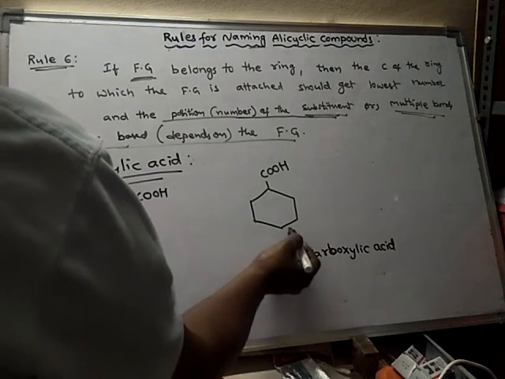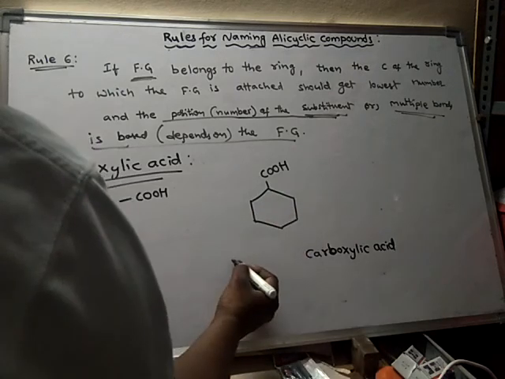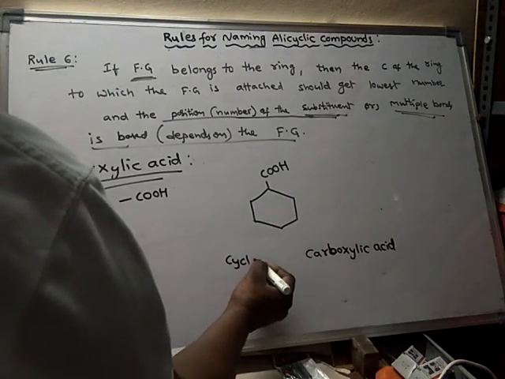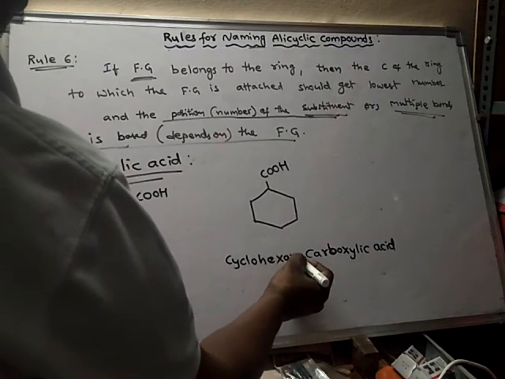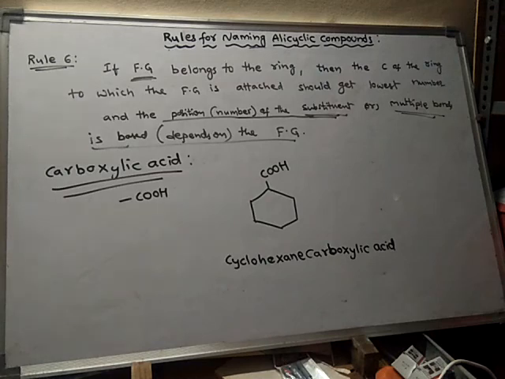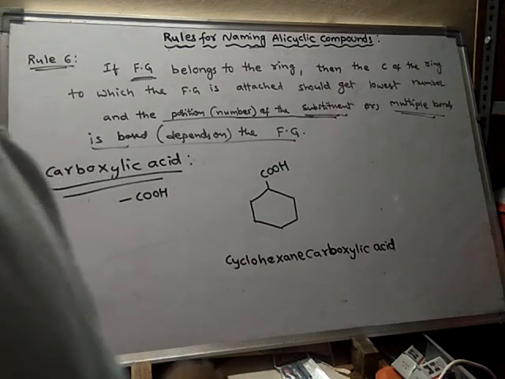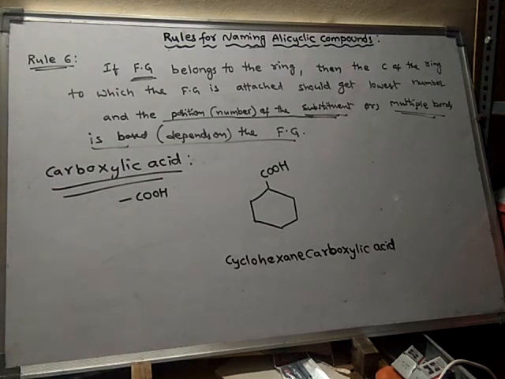And what is the parent chain? So it is cyclohexane. Cyclohexane carboxylic acid is the name of the compound. Okay, right. We will learn the other functional groups in the next video.